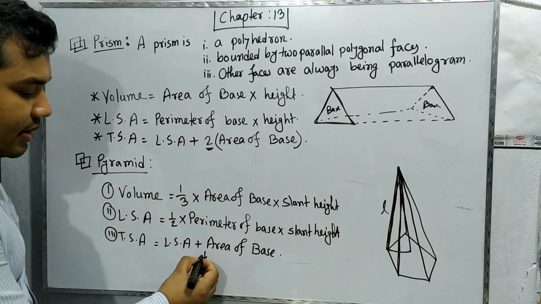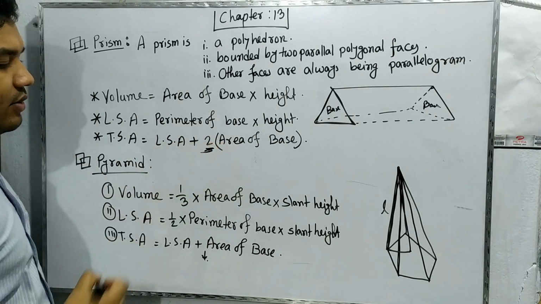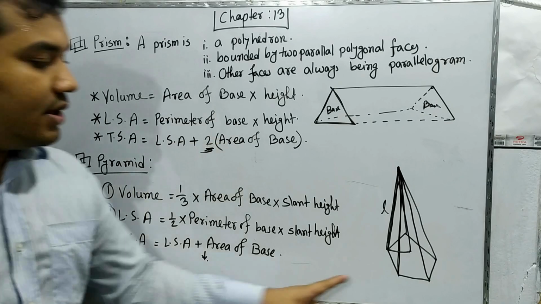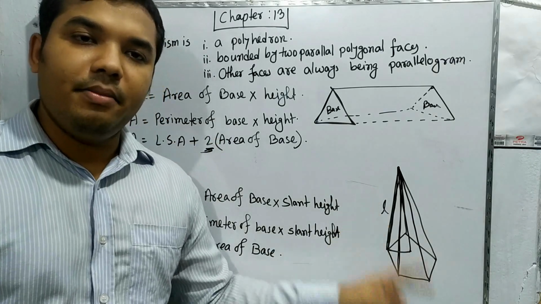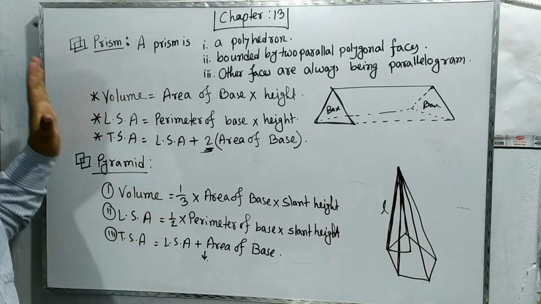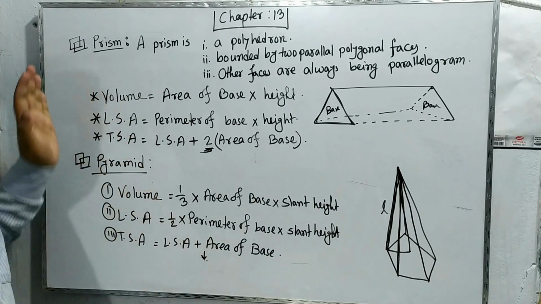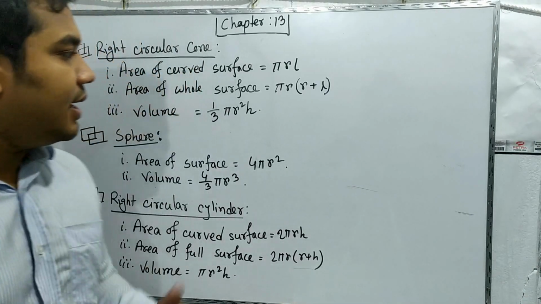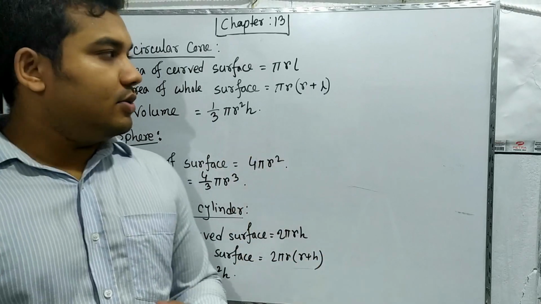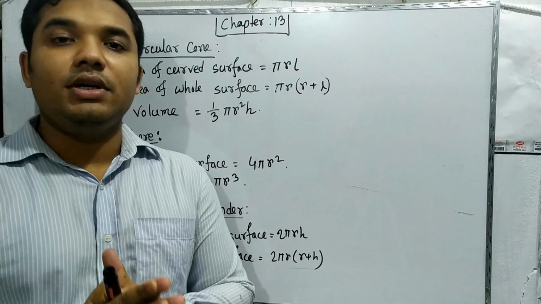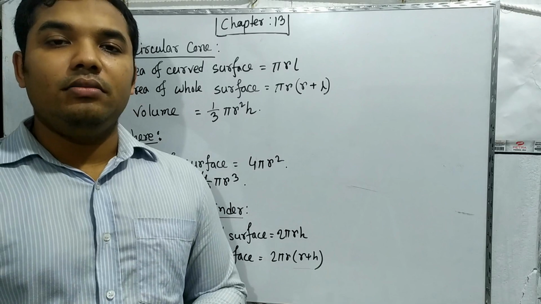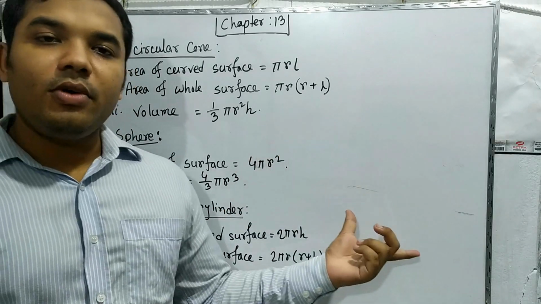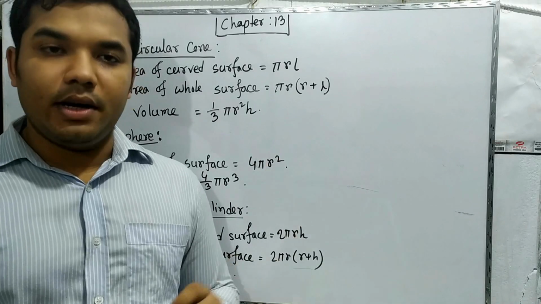There is no 2 here. Why is there no 2? Because there is only one base. So this is the total discussion of prism and pyramid, and this is the last part of our formulas. So mind it, my dear students, we need to memorize all of these formulas, because they are very important for our MCQ part 2.